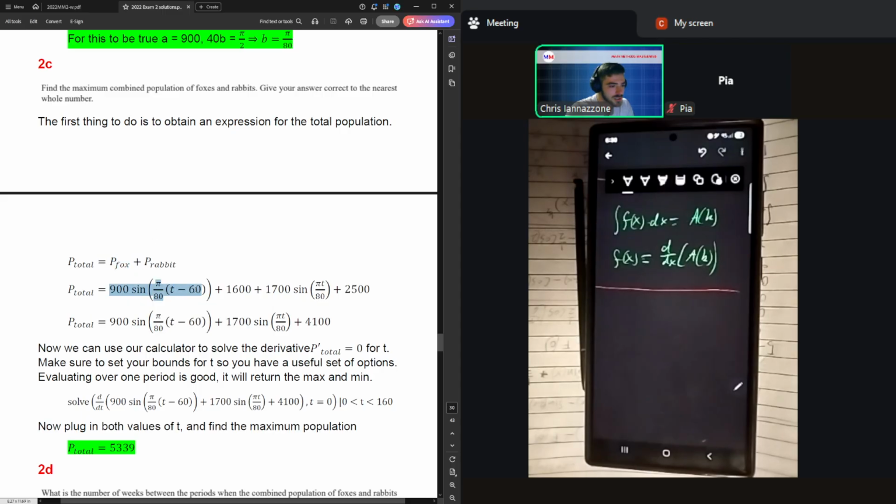You'd already have this one defined anyway. Oh, sorry, you'd have this one defined anyway. This one you would now just put in as its own thing as well and add them up.